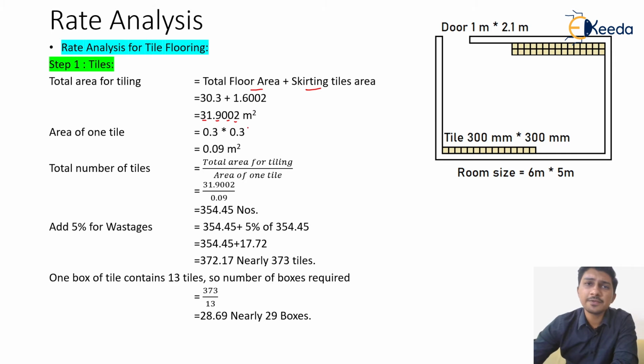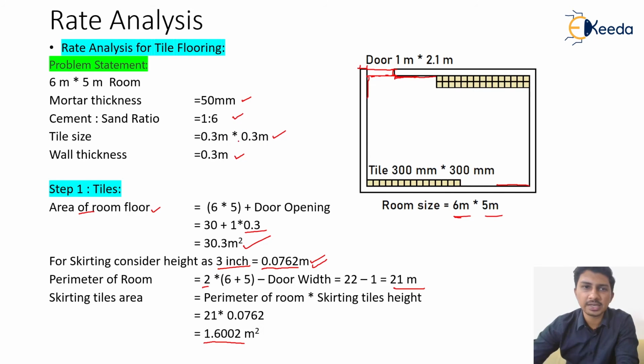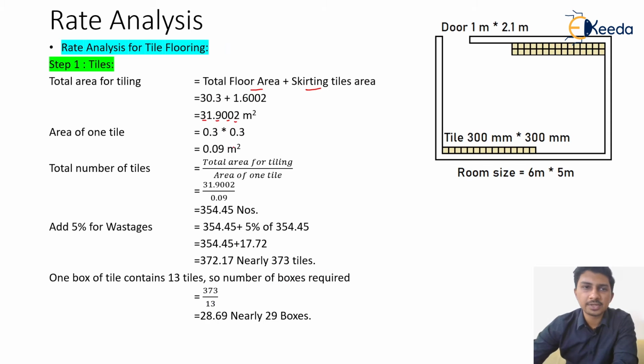Next, what is the area for one tile? That is 0.3 by 0.3, which has been given in the problem statement itself, and therefore the area comes out to be 0.09 meter square. Therefore the number of tiles, how are we going to calculate? Total area of tiling divided by area of one tile, that is equal to 31.9002 divided by 0.09. The value comes out to be 354.45 numbers.